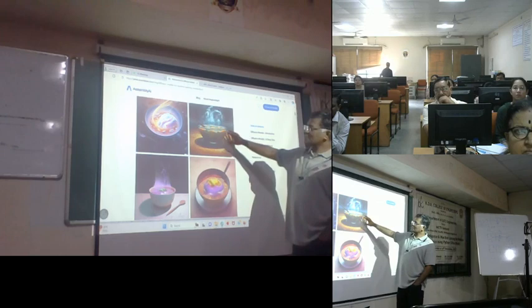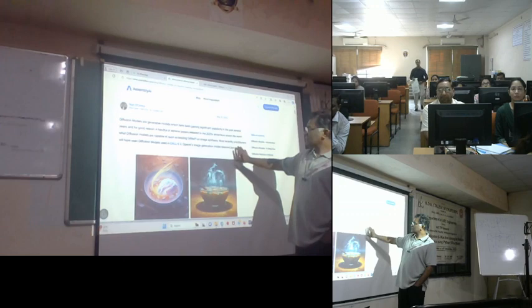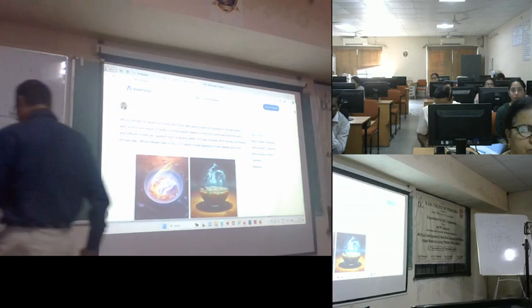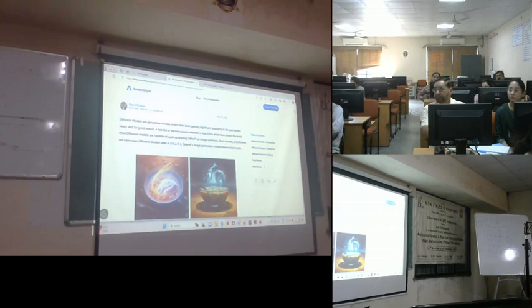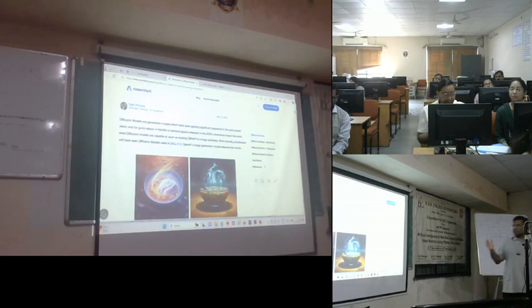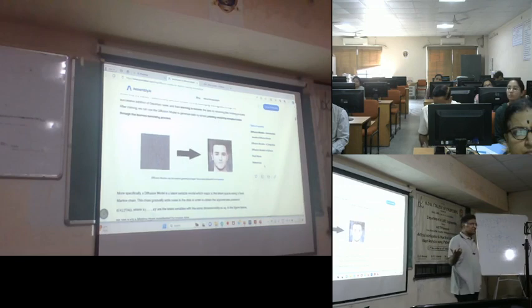Thoda sa upar jao. So these are models, these are not real images, in the sense that these are not clicked images. These are all images which are generated by the image engine called DALL-E, which is by the same company, OpenAI. So ChatGPT and DALL-E. Like ChatGPT gives you answers, this gives you images. Okay, so go down, and these images can be generated from a prompt. So you can say that I want an image of a soup, so it will generate an image of the soup. Okay, go down.